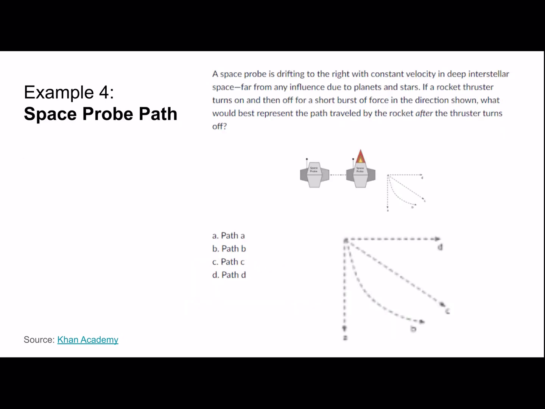Example 4, space probe path. A space probe is drifting to the right with constant velocity in deep interstellar space, far from any influence due to planets and stars. So again, putting that mindset in your head that there are no forces whatsoever acting upon the space probe. If a rocket thruster turns on and then off for a short burst of force in the direction that is shown, what would best represent the path traveled by the rocket after the thruster turns off?